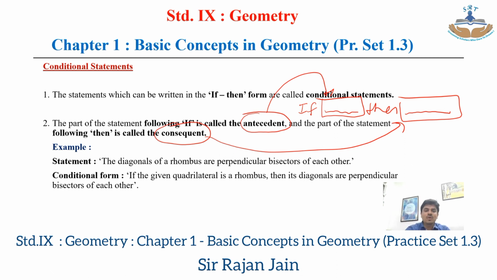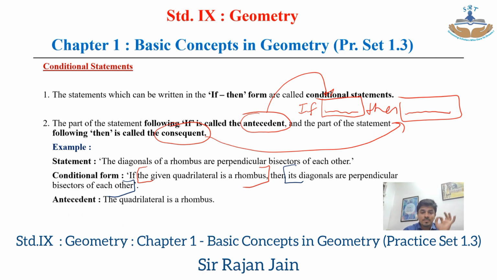Okay. Now, if I want to write the antecedent and the consequent, you know that antecedent is following the if. तो if के बाद क्या है देखो. The given quadrilateral is a rhombus. This is the portion after if. Then के बाद क्या है? Its diagonals are perpendicular bisectors of each other. So your antecedent is what? Given quadrilateral is a rhombus, or you can simply say the quadrilateral is a rhombus. Consequent क्या रहेगा? The part that follows then. Then के बाद क्या लिखा है?